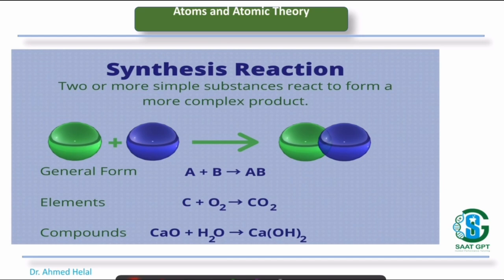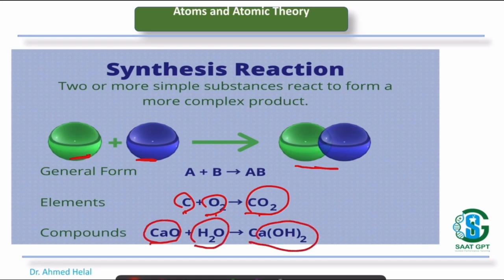So synthesis reaction or combination reaction, if two or more simple substances form one product, like C plus O2. Here we have CO2, two reactants, one product. CaO, calcium oxide, plus water. Here we have calcium hydroxide, two reactants and one product. Therefore, any chemical reaction in which you have two reactants or more than two reactants and one product, it's known as synthesis, combination, or composition reaction.